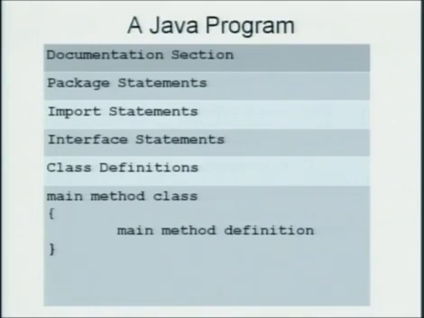The structure of the Java program. Every programmer needs to follow the basic structure of a Java program. It starts from the documentation section, meaning the comments that you are going to write, then the package statement, import statement, then interface statement, then the class definition, and inside the classes you are going to have the method declarations. So every programmer follows that.